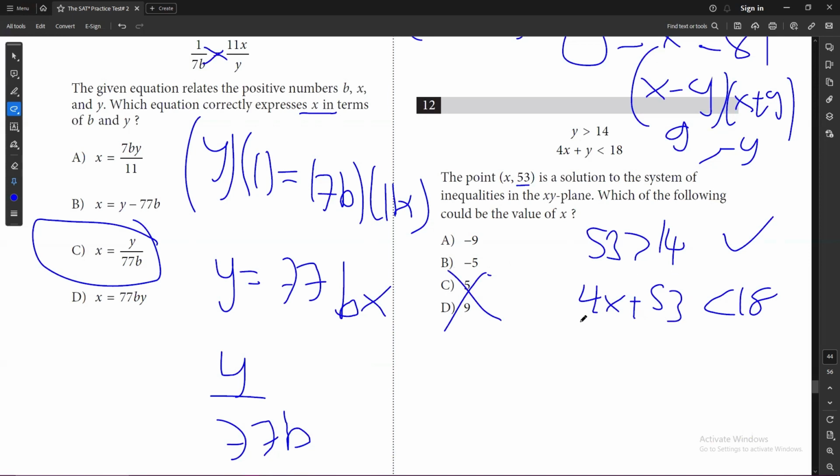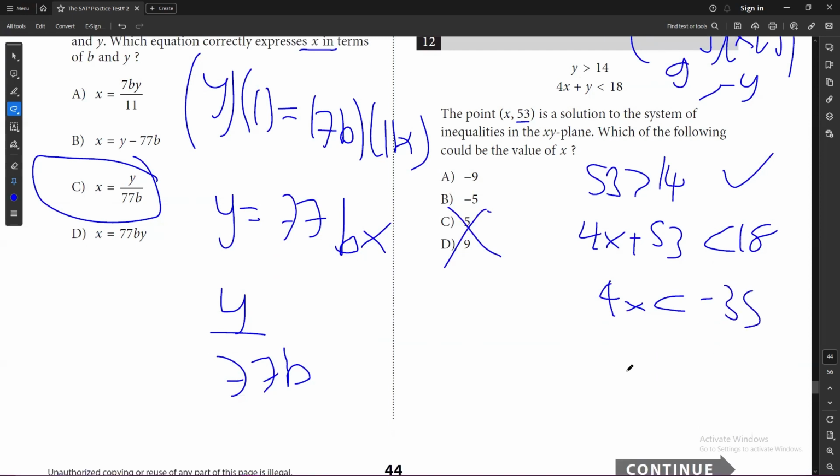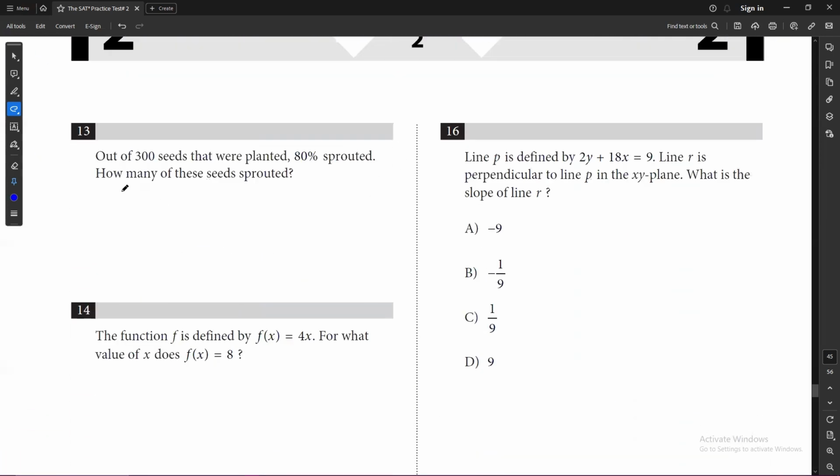All right. So inequalities like this, you can just subtract and act like it's an equation. So 4x is less than negative, what? Negative 35. Yeah. And x is going to be less than negative 35 over 4. Okay. Negative 35 over 4 is around negative 8.75. And since my x is less than negative 8.75, my answer choice has to be A.